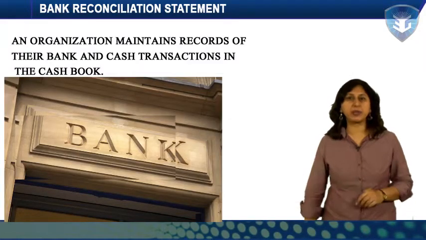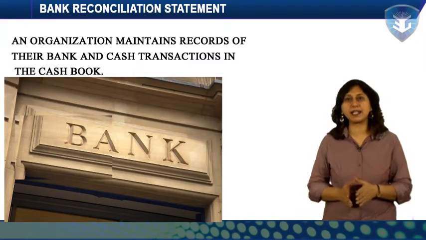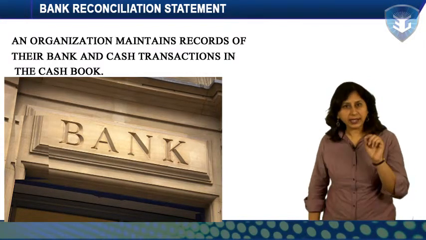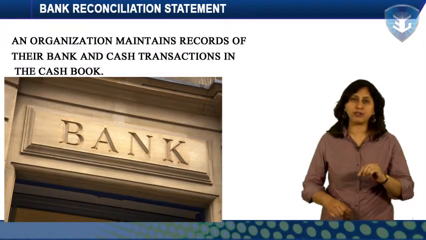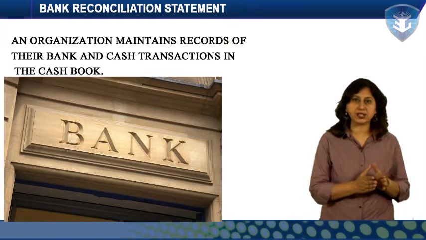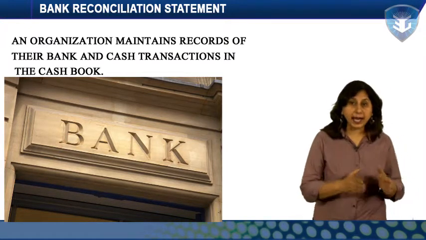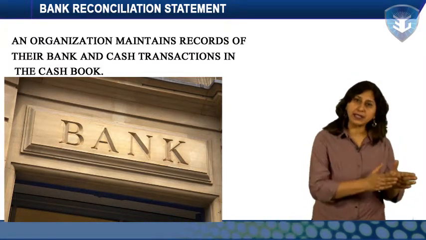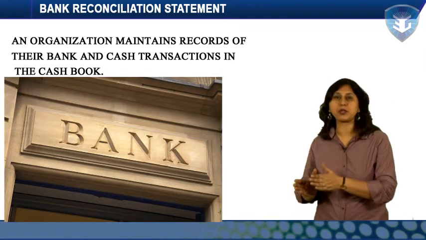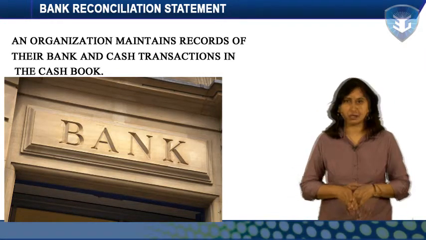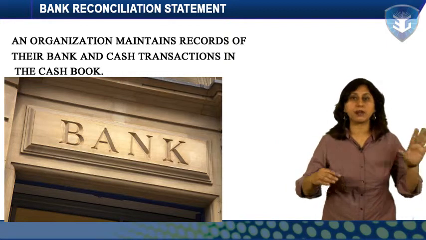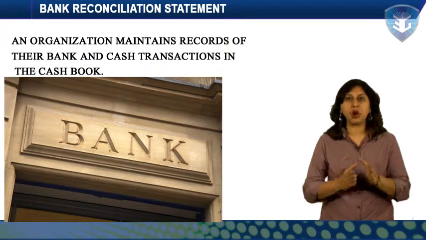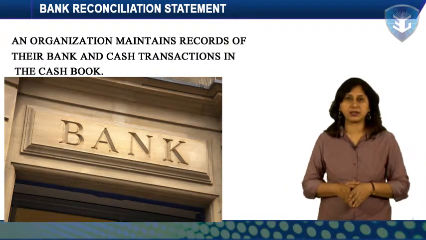Now let us start with the concept of Bank Reconciliation Statement. An organization maintains records of their bank and cash transactions in the cash book. The cash book shows the balance of the bank account as well as the cash account at the end of the accounting period. All the deposits and withdrawals are recorded in the bank column of the cash book of an organization.